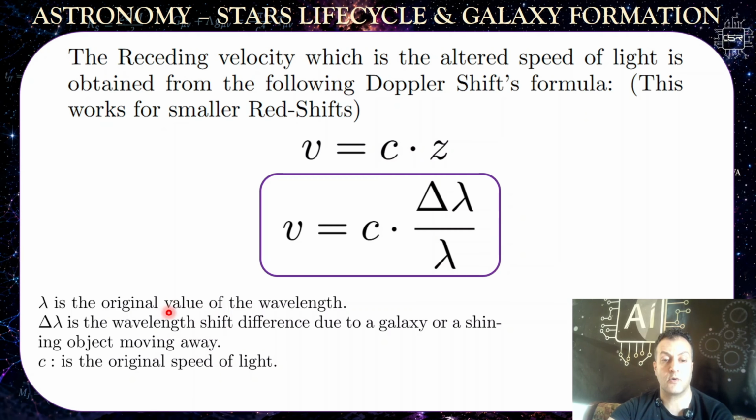So lambda is the original value of the wavelength. Delta lambda is the wavelength shift difference due to a galaxy or a shining object moving away. And c is the speed of light. This is how we can get the receding velocity.